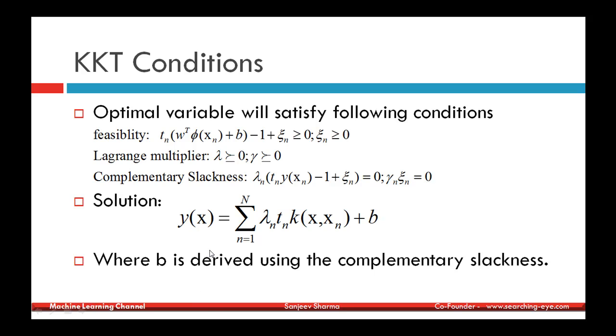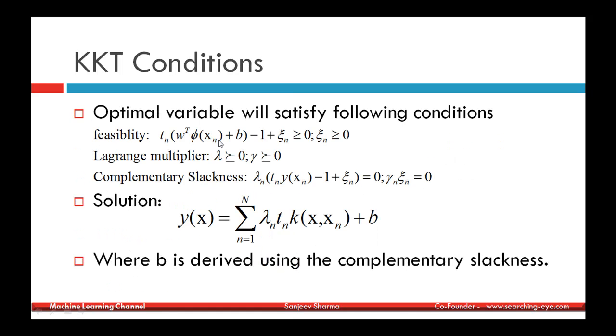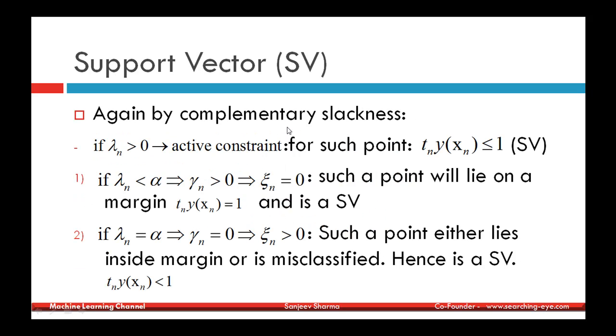and then finally we take the average over all the support vectors. So again, by complementary slackness, if lambda n is greater than 0, it means that the constraint is active, since in that case W transpose times phi of x n plus b will be exactly equal to 1 minus eta n. For such a point, t n times y of x n is less than or equal to 1, and such a point is a support vector.